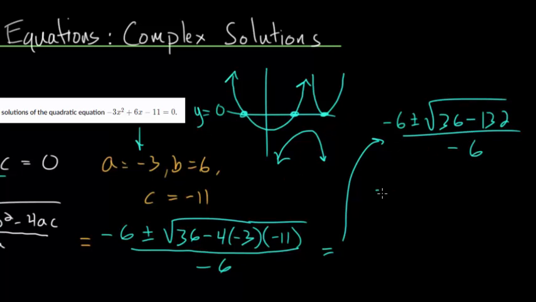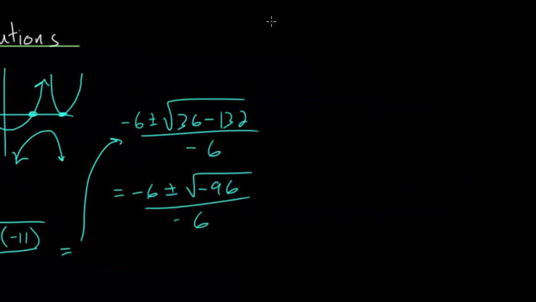So from here, we simplify even further. This square root here, so we have -6 plus or minus the square root of 36 minus 132. And that simplifies to -96, and then all divided by -6. And at this point, we need to simplify this square root of -96. Let me make some space, and we'll work on this up here. This is kind of the most tedious part of these problems.